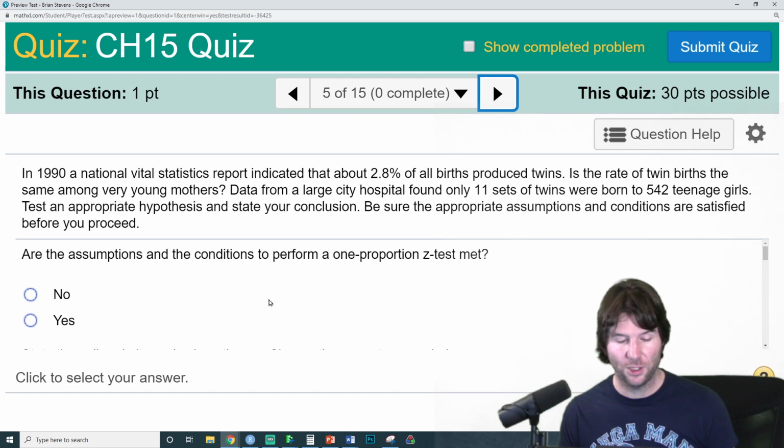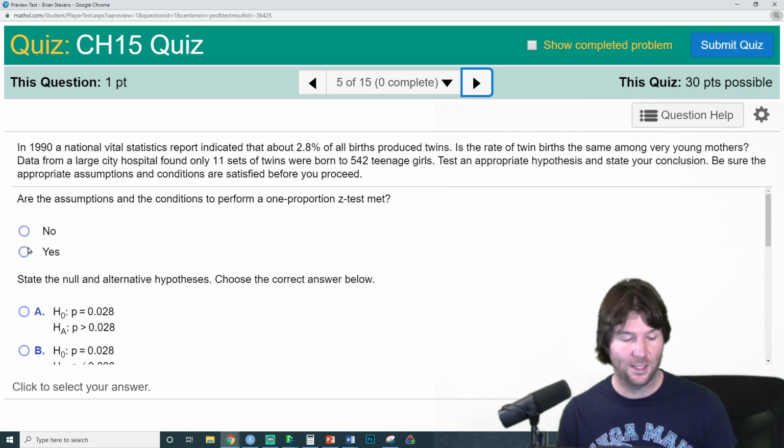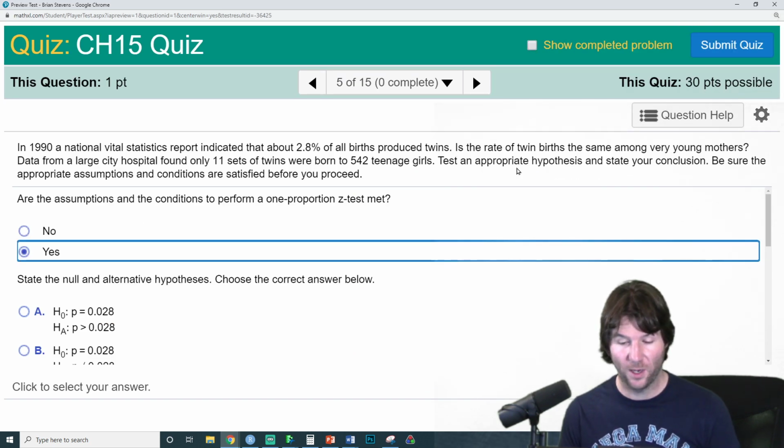We're going to hop back over to the question. Are the assumptions met? Yes. We're going to assume these are random mothers. I think it says random right here. There we go. I'm going to assume it's random.